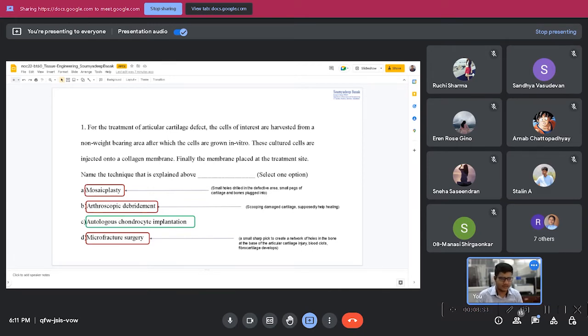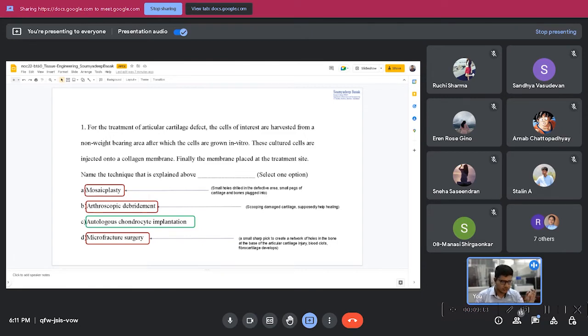the regeneration. Okay? And the other option B is arthroscopic debridement, that is the scooping of damaged cartilage, which supposedly helps the healing process, arthroscopic debridement. Okay, and the third one, the D option, is the microfracture surgery.